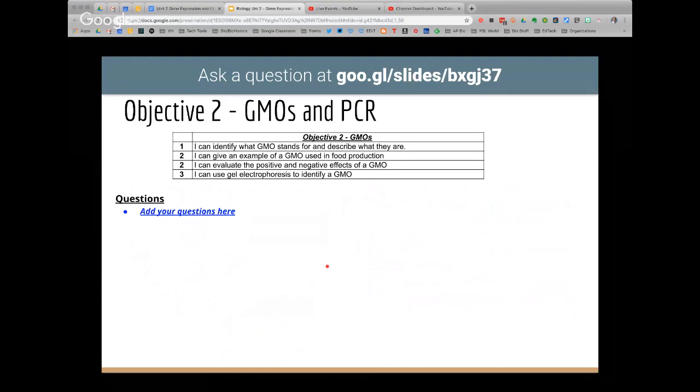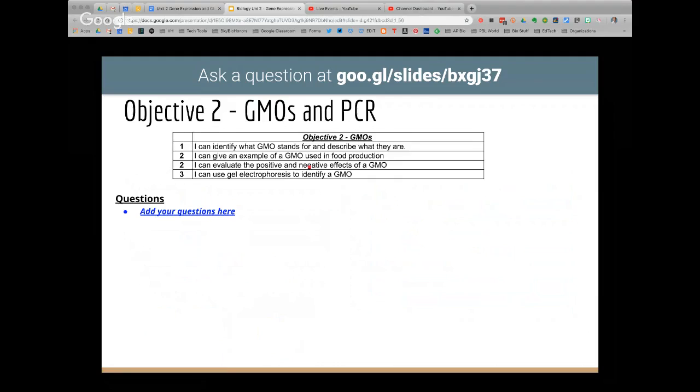Can you give an example of a GMO used in food production? Can you basically read an article or a list of examples and be able to pick out one that has been genetically modified? Can you evaluate the positive and negative effects of GMOs? Can you discuss those, why are they good, but are there also concerns about them? And then can you use gel electrophoresis to identify a GMO?